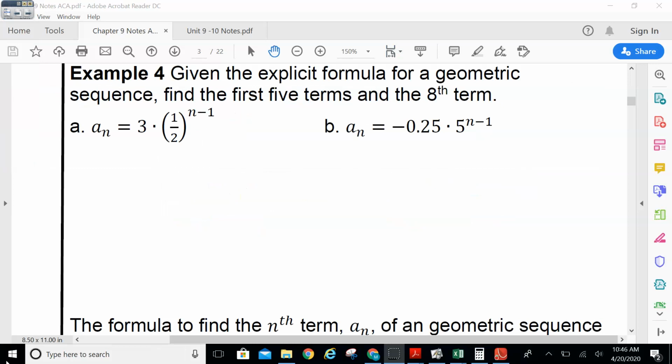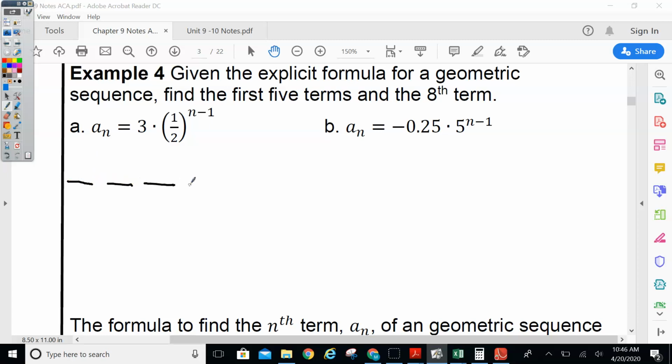Alright, so this next example gives us the explicit formula in the sequence, and it wants us to find the first 5 terms, and then without finding the ones in the middle, it wants us to go and find the 8th one. So this is where this one is useful, because we don't need them in a row, we just need to plug these numbers in. So here we're going to find 1, 2, 3, 4, 5, and then we're going to come down here and find 8. So a sub 8 equals.